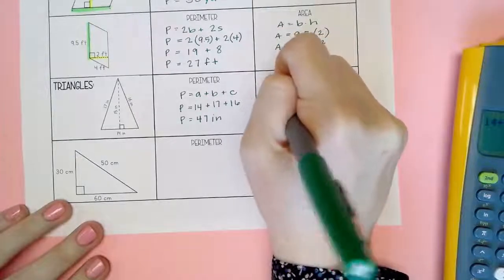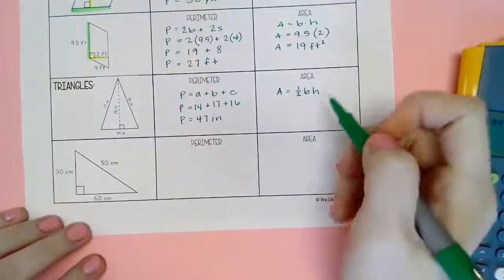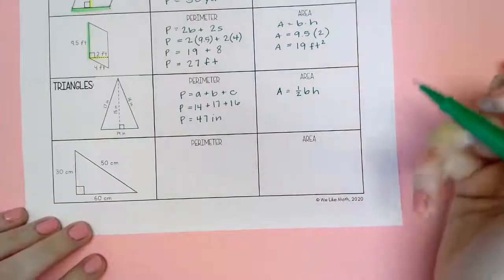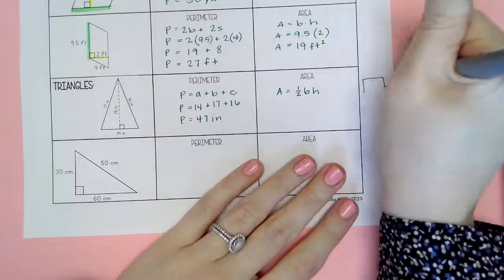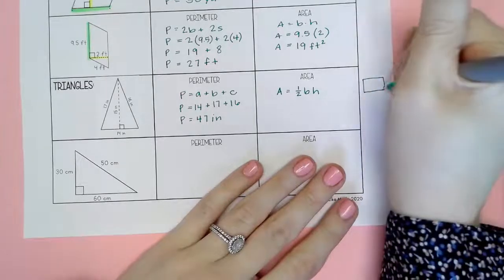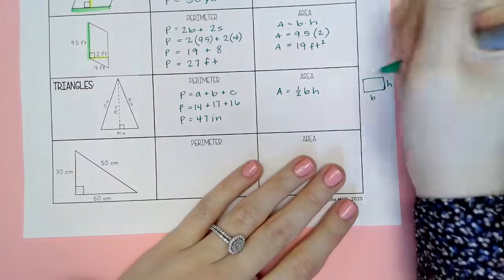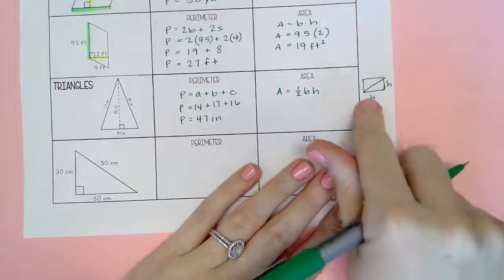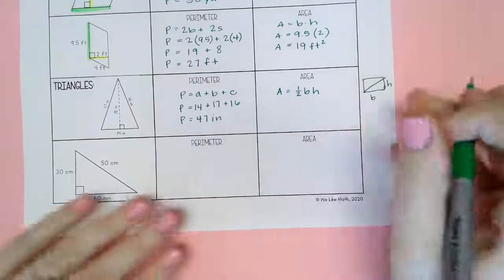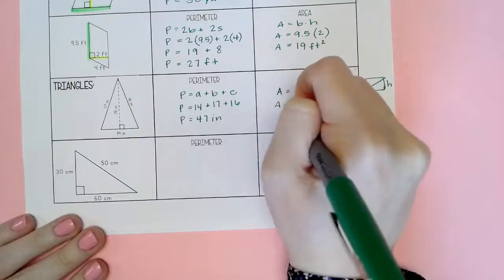formula is A equals 1/2 base times height. If you want to know why it's 1/2, if I were to have a rectangle, okay, the base times the height would be the area, and if I cut it in half, it would give me a triangle. So that's why it's 1/2 base times height. So I have area equals 1/2.